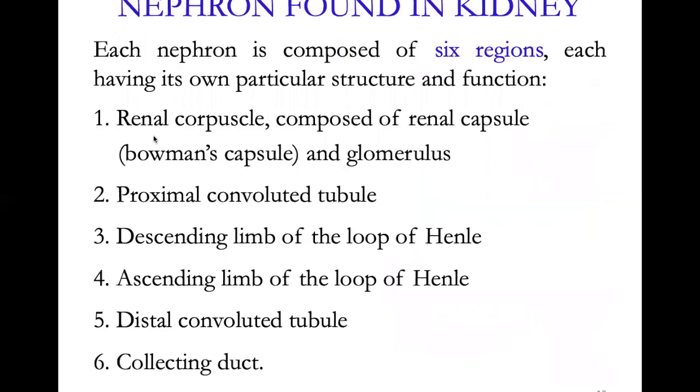So the whole of the nephron is divided into 6 parts. The first is the Bowman's capsule, and inside the Bowman's capsule is the glomerulus. Further, there is a proximal convoluted tubule. Then there is a loop of Henle. There is a descending limb and ascending limb of the loop of Henle. There is a distal convoluted tubule, and finally the urine gets collected in the collecting duct.